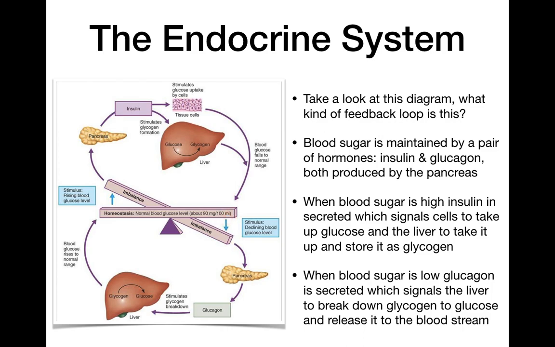Now, if we get too low, let's say it's been a few hours since you ate anything, maybe you're exercising really heavily and you use all your blood sugar up, then what will happen is the pancreas sends a different signal.